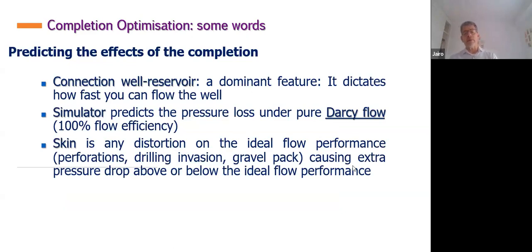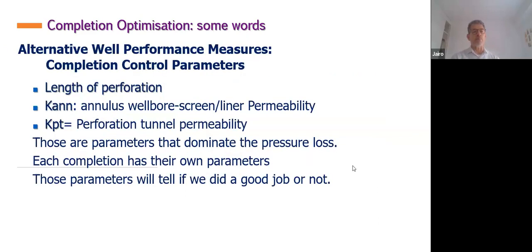Completion, again, I define as the connection to the reservoir, and the effect of the completion connection between well and reservoir is a dominant feature. It dictates how fast you can flow the well. The simulator predicts the pressure loss, and pure Darcy flow is 100% flow efficiency. But skin is any distortion of the ideal flow performance: perforation, drilling, invasion, gravel packing, causing extra pressure drop above or below the ideal flow performance.